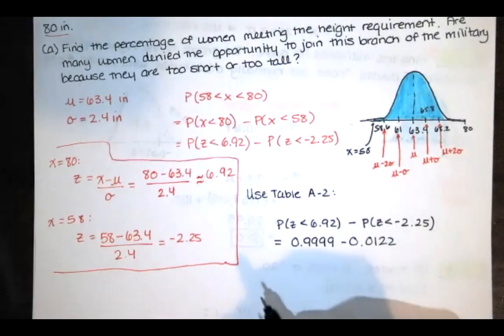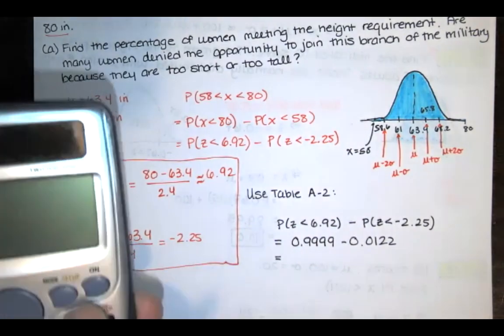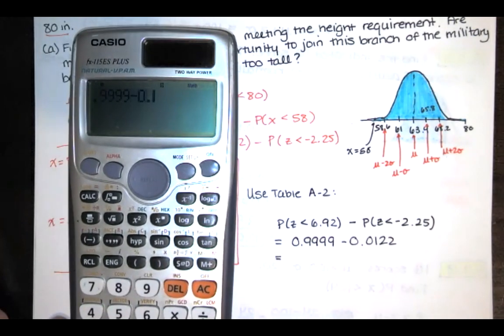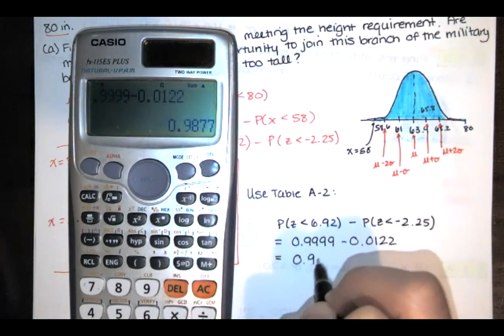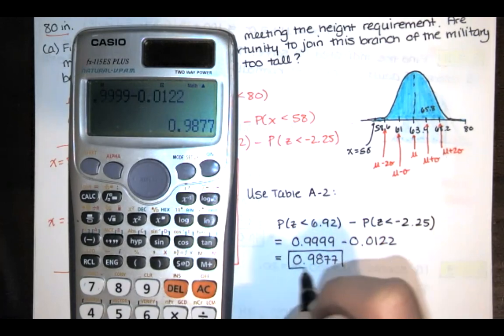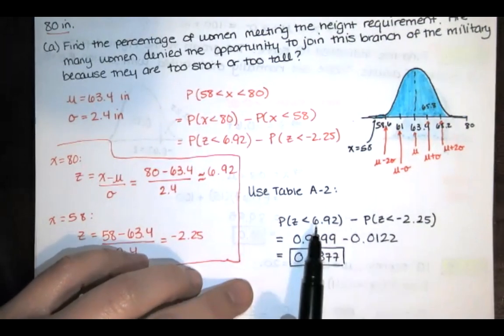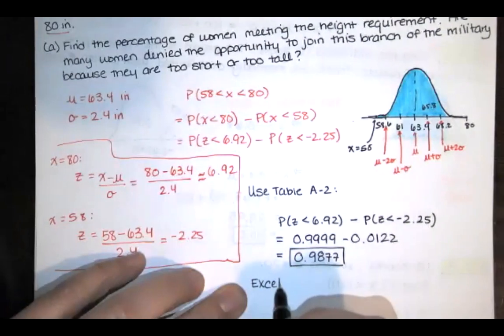So according to table A2, this difference in probabilities is 0.9999, four nines, minus 0.0122, which gives us 0.9877. Okay, now let's use Excel. We're still going to calculate the same quantities. Excel just might be more accurate.